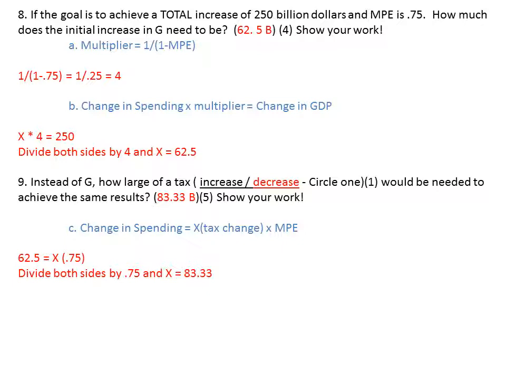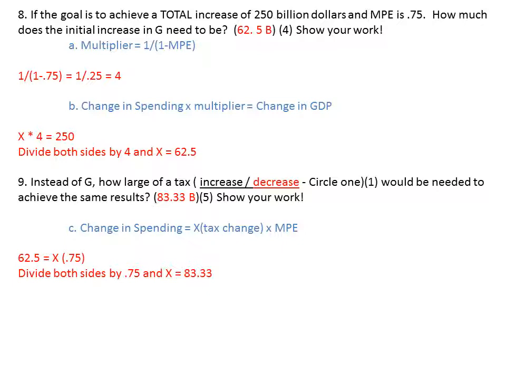Now, to figure out how much government spending we need with that multiplier of 4 to achieve the goal of a $250 billion increase in GDP, X is our variable for the change in spending, since we do not know what that would be. The multiplier, 4, we do know, times X equals 250. We solve for X by dividing both sides by 4, and 250 divided by 4 gives us 62.5. Therefore, government spending needs to be $62.5 billion. As that goes through the multiplier process, 4, it creates $250 billion in economic activity, in other words, increased GDP.